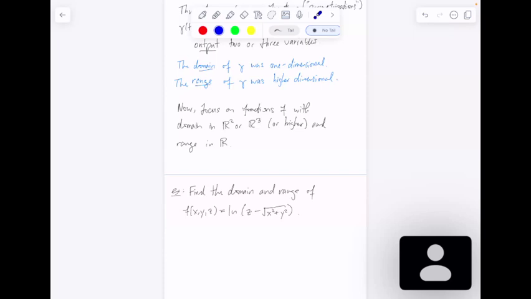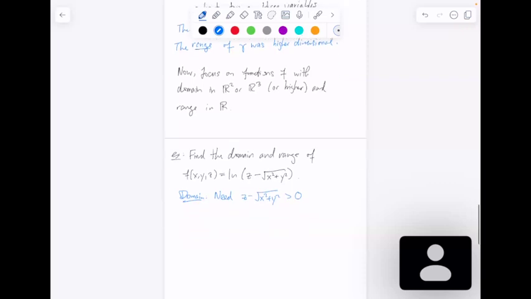So in this case, how many variables are there in this function? This is a function of how many variables, right? So its domain is somewhere in R3, but we could do better than that. What do we know about natural log? What can you feed into natural log? What must this quantity satisfy? Right, so natural log must take in strictly positive quantities. So we need this quantity here to be strictly greater than 0. All right, so in other words, we need z to be strictly greater than root x squared plus y squared.